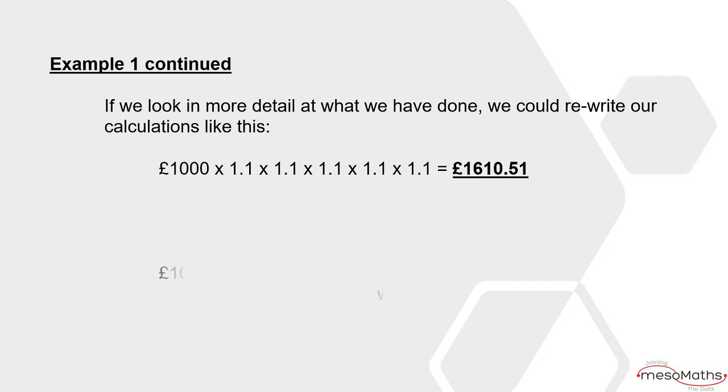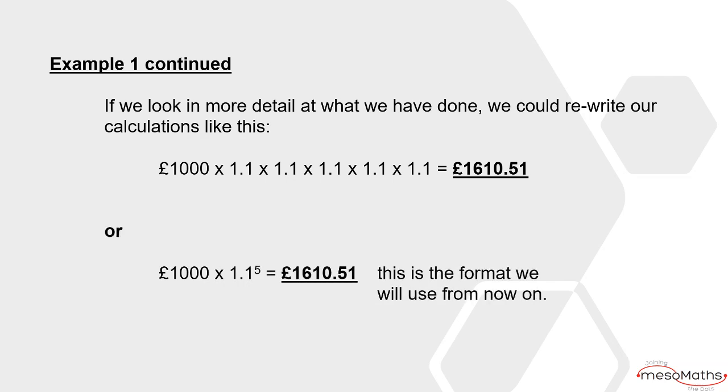If you do have a scientific calculator, there's a much easier way of inputting it. You could put it in as 1,000 multiplied by 1.1 to the power of 5, and you will get the answer in a much quicker manner.